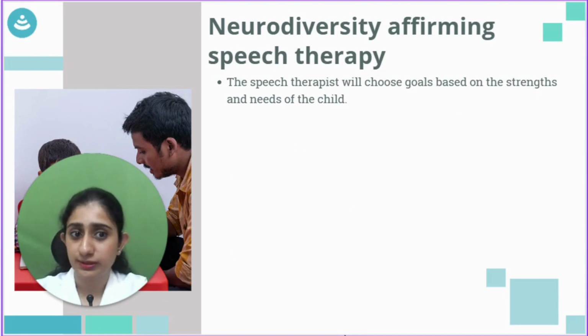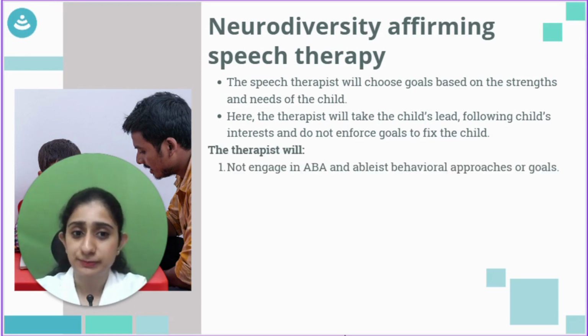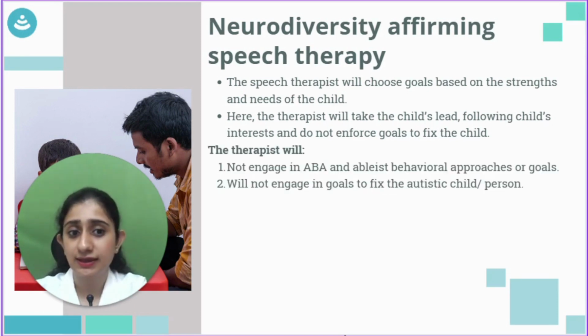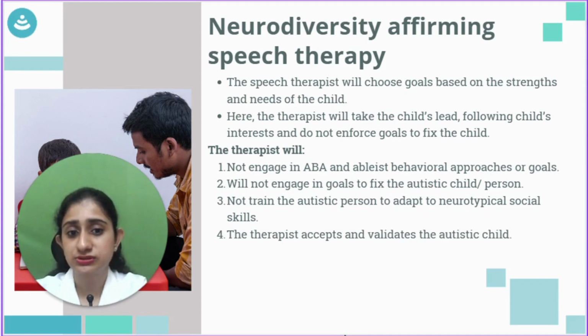Neurodiversity affirming speech therapy. Here, the speech therapist will choose goals based on the strengths and needs of the child rather than the child's weaknesses. Here, the therapist will take the child's lead, following the child's interest, and not enforce goals to fix the child. The therapist will not engage in ABA and ableist behavioral approaches or goals, will not engage in goals to fix the autistic child or person, and will not train the autistic person to adapt to the neurotypical social skills.